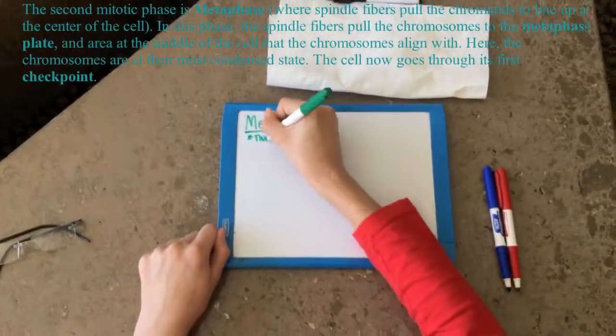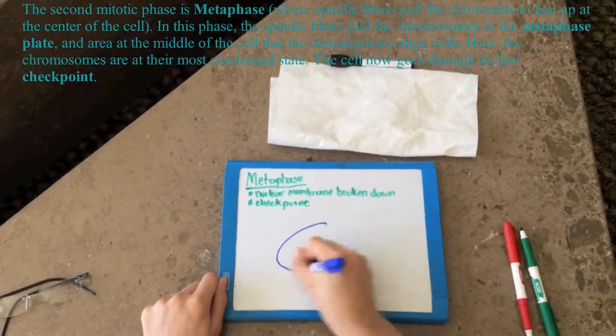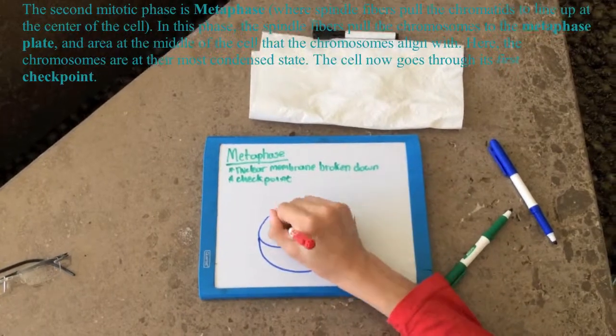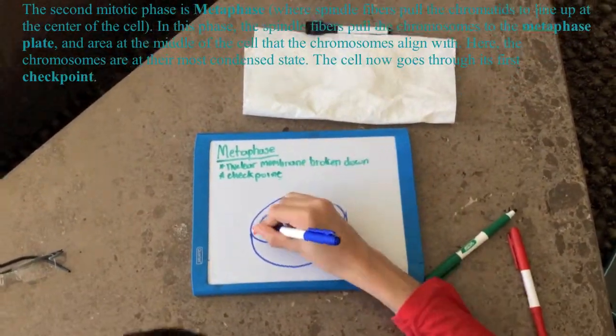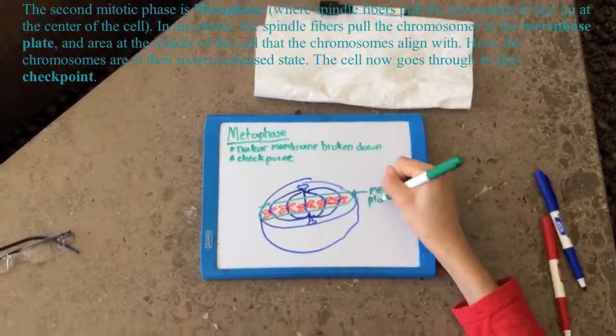The second meiotic phase is metaphase, where the spindle fibers pull the chromatids to line up at the center of the cell. In this phase, the spindle fibers pull the chromosomes to the metaphase plate, the area in the middle of the cell that the chromosomes align with. Here, the chromosomes are in the most condensed state. The cell now goes through its first checkpoint.